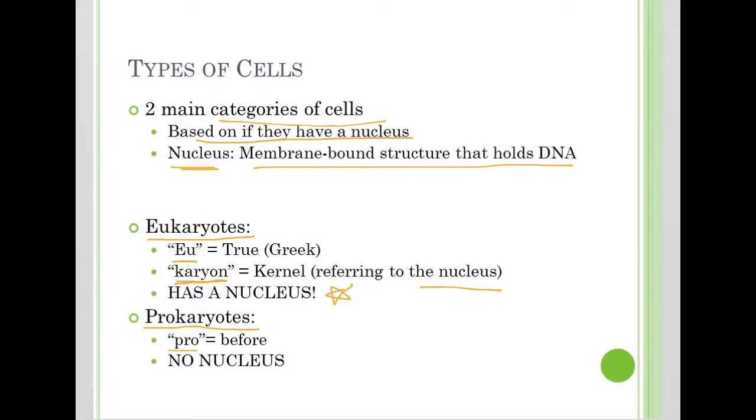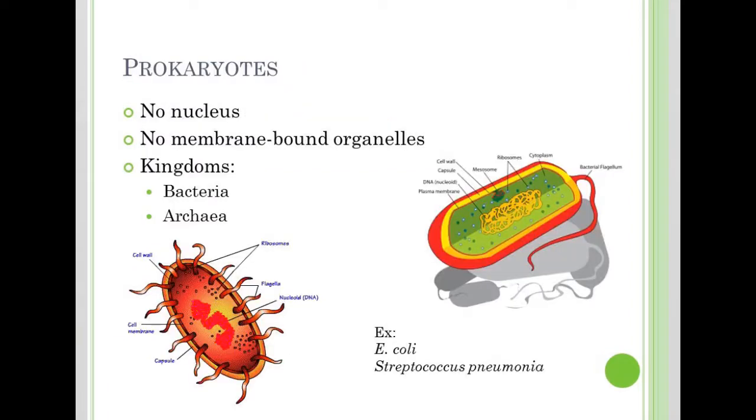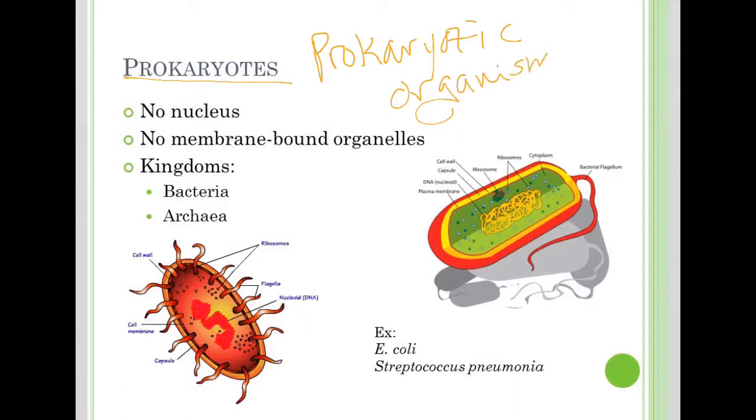Prokaryotes, pro meaning before, think prologue. And the karyote is the same with that karyon. Prokaryote is basically before a nucleus. These organisms do not have a nucleus, so we'll talk about both of those a little bit more. Prokaryotes or prokaryotic organisms, just throwing that other version of that word out there, prokaryotic as an adjective.